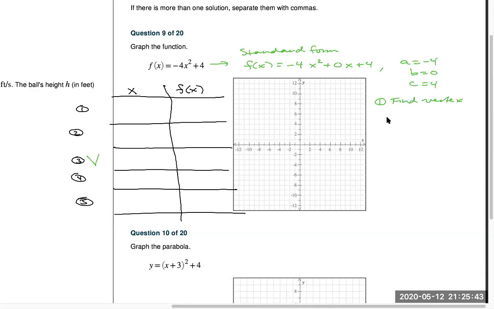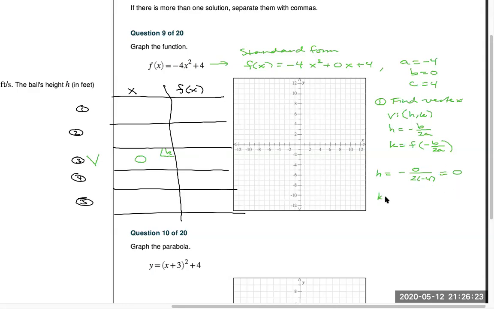Remember the vertex, you're going to need to find it. I actually like to still write it as (h, k). You have a choice if you want to do that. And then I just write h is equal to negative b over 2a, and k is equal to f of negative b over 2a. So h is negative 0 over 2 times negative 4, which is just going to give you 0. Note this is always going to be h in the middle.